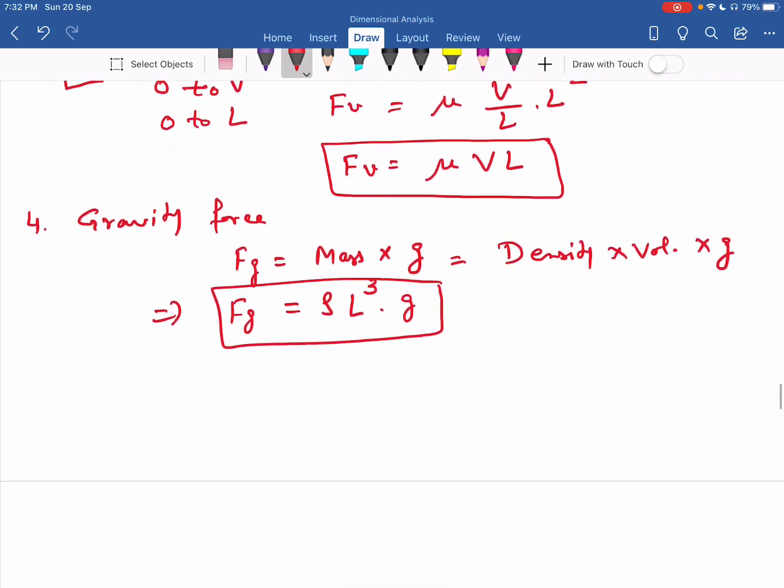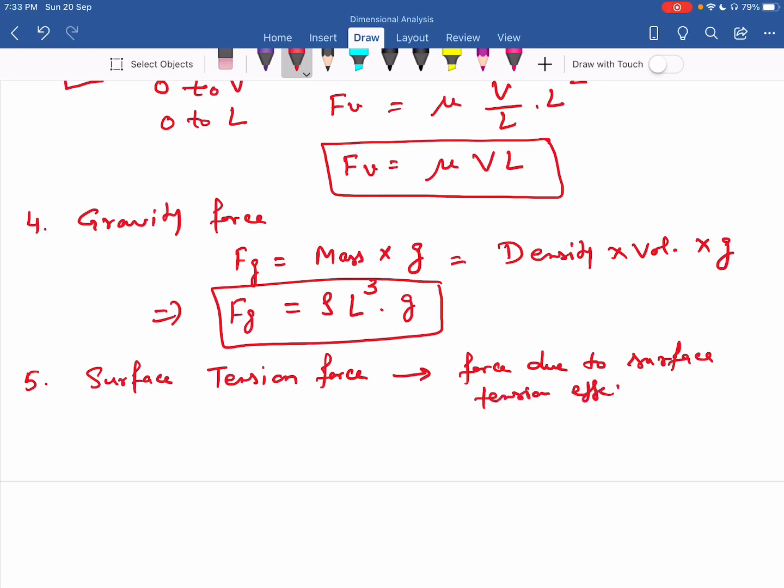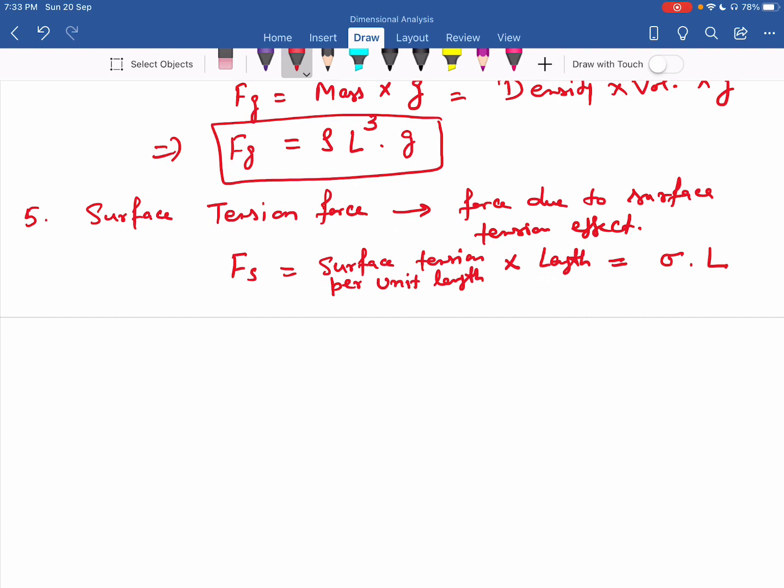Another force is the surface tension force. This is the force due to surface tension effect, represented by Fs, equal to surface tension per unit length multiplied by the length of the element, or you can write it as sigma into L. So surface tension force is sigma into L.